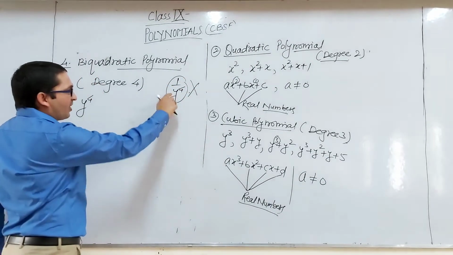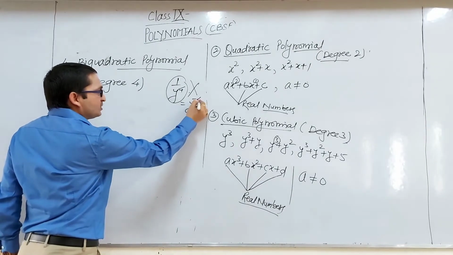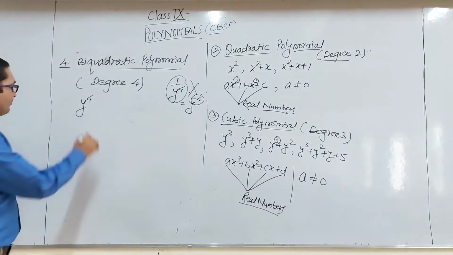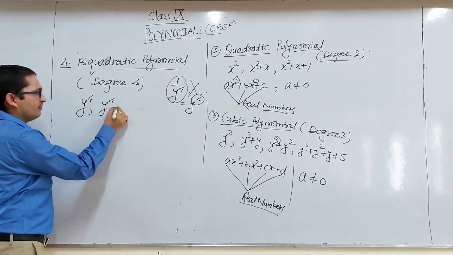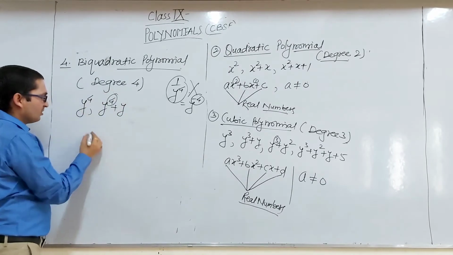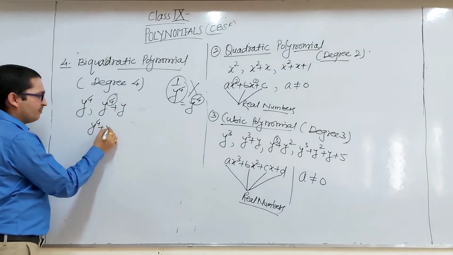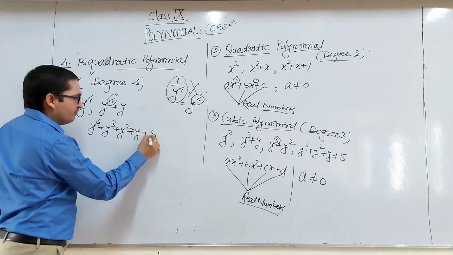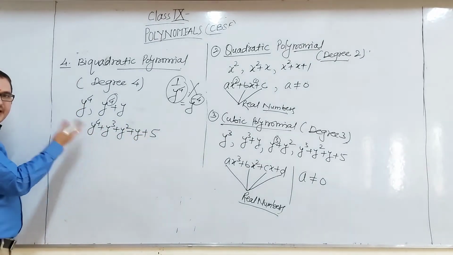The power of y is not a positive integer. So y raised to power 4 is a biquadratic polynomial. Y raised to power 4 plus y, where the degree is 4, is a biquadratic polynomial. Y raised to power 4 plus y cube plus y square plus y plus 5 is also a biquadratic polynomial.